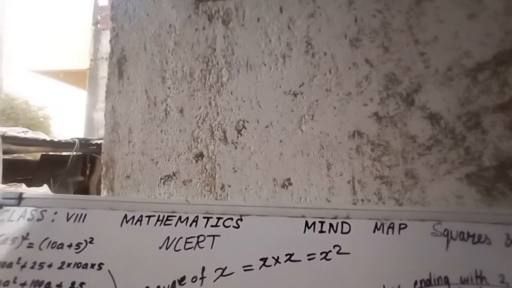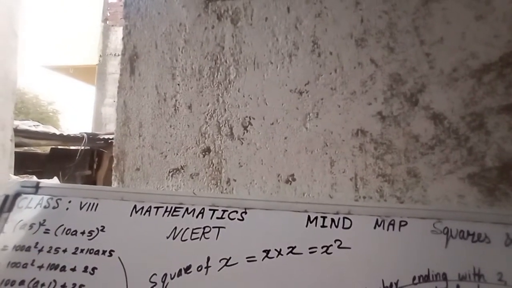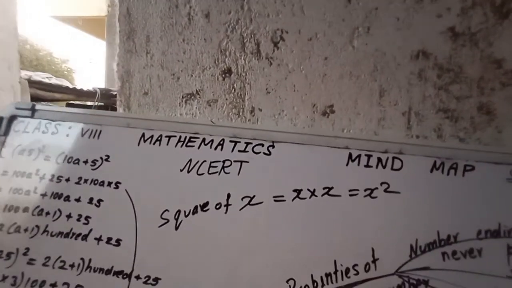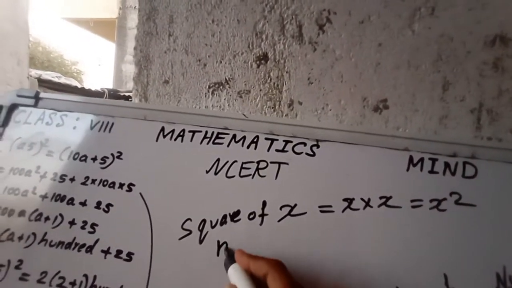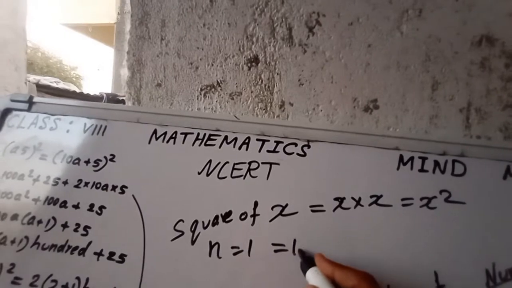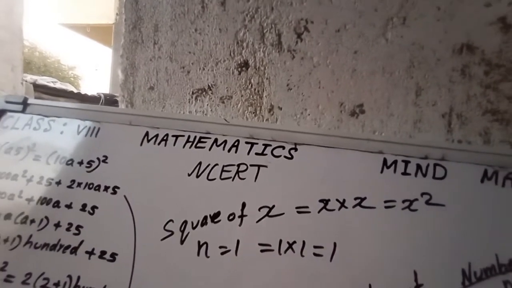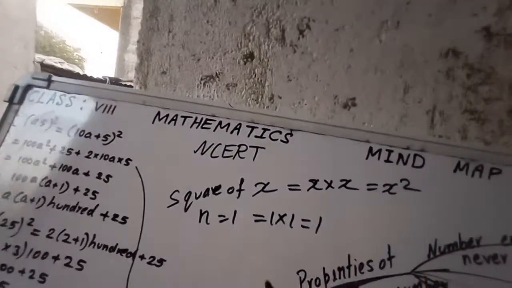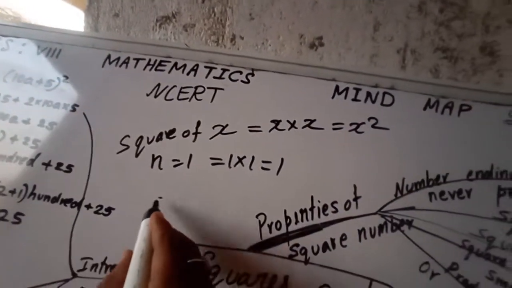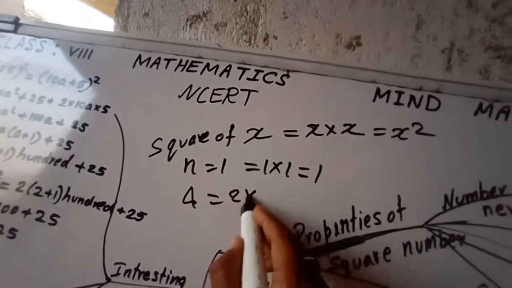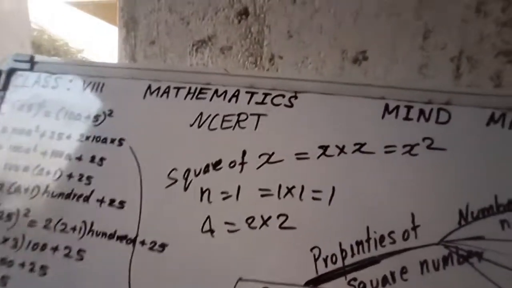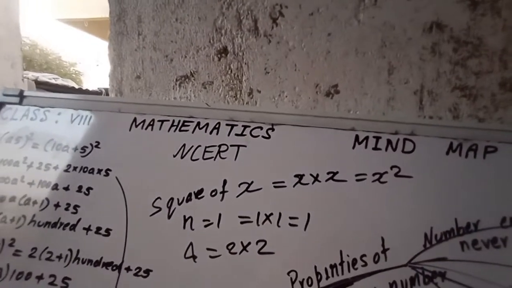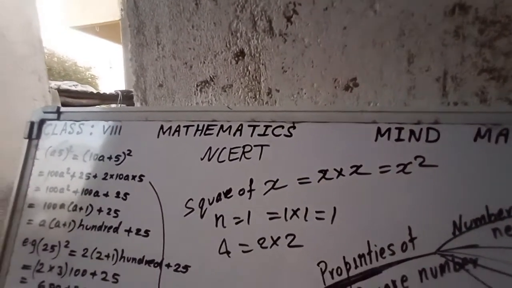A natural number n is a perfect square. Take n is equal to 1, then you can write 1 into 1 is equal to 1. If you go for 4, the square of 2 is 2 into 2, so 4 is the square of 2. The square root of 4 is 2.